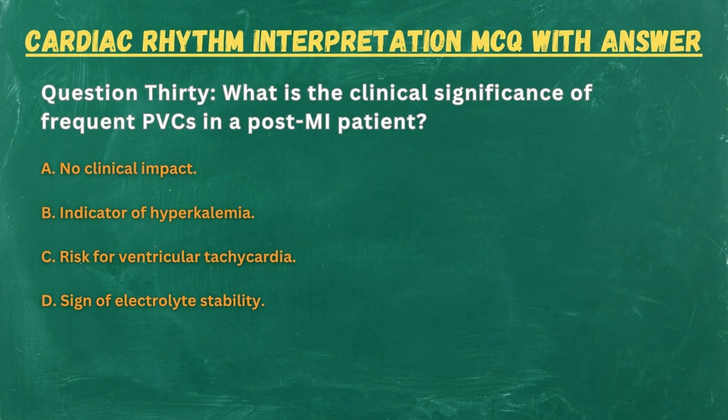Question 30. What is the clinical significance of frequent PVCs in a post-MI patient? A. No clinical impact. B. Indicator of hyperkalemia. C. Risk for ventricular tachycardia. D. Sign of electrolyte stability. Answer: C. Risk for ventricular tachycardia.